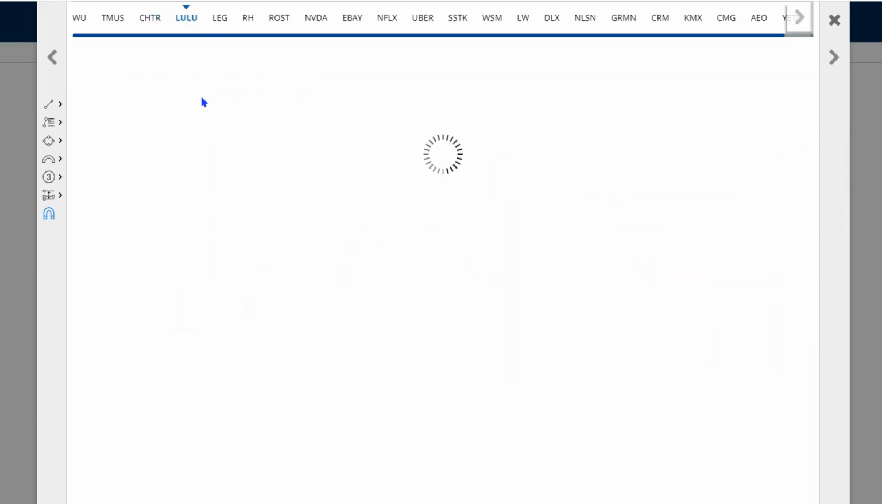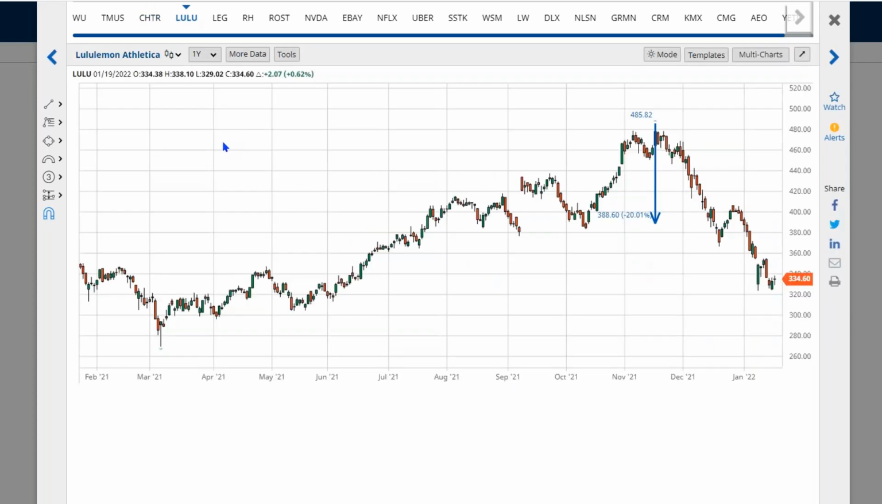Lululemon, another common stock. Again, this one is below 20% in a bear market. And you can see that distribution top, and now we're in the trending cycle downwards.